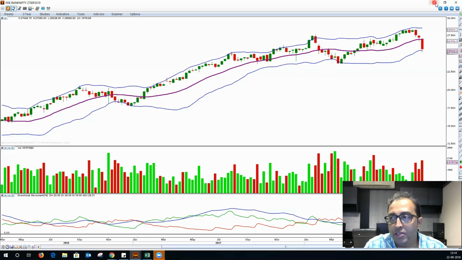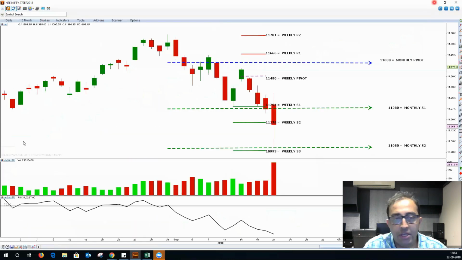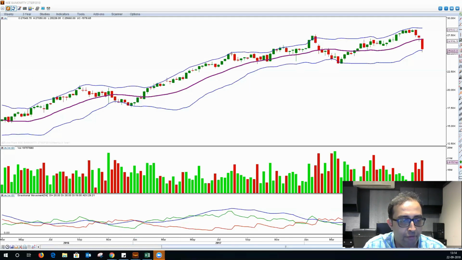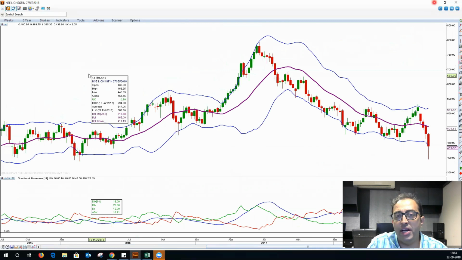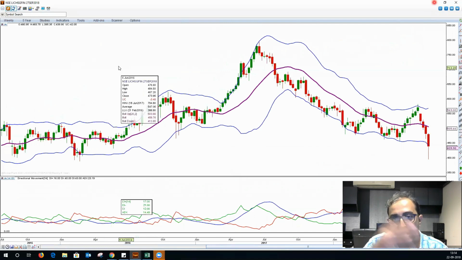So that's what we have considered today, and you can see that we have chosen the stock of LIC Housing on the short side. LIC Housing incidentally was a stock which I covered yesterday in Hot Money, a show which I do on Bloomberg Quint. It's a fantastic show where I showcase the chart.